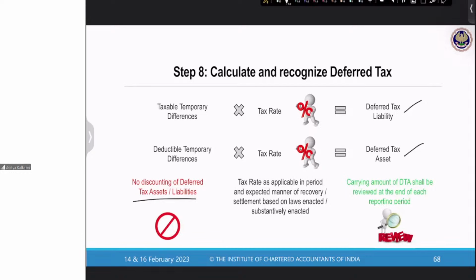Tax rate is based on laws enacted or substantively enacted, and DTA shall be reviewed at the end of each reporting period. Always remember DTA. Practically also I am telling you, tomorrow when you become auditors, or now if you are doing the audit of companies, whenever you see a DTA, question it, double question it, be skeptical. Even if your principal shouts at you, say the standard says so, and keep the documentation. Particularly if you are auditing large entities, public limited companies, listed companies, be doubly careful with DTA.